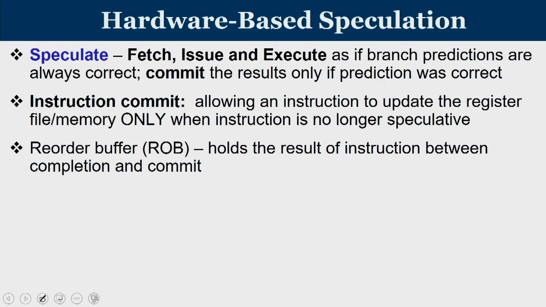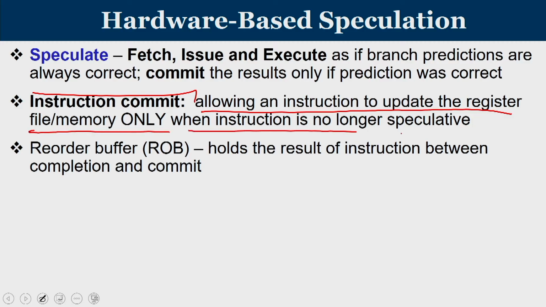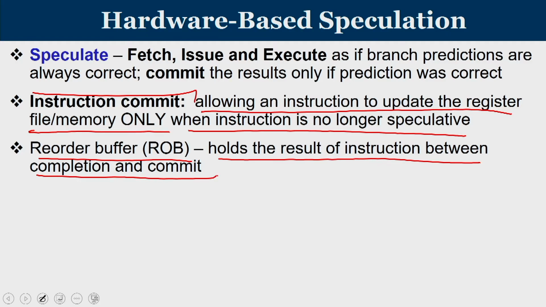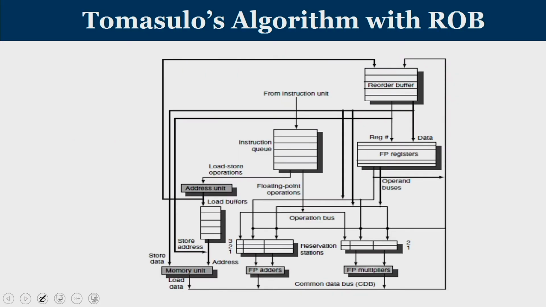So, when you look at instruction commit, it allows an instruction to update the register file or memory only when the instruction is no longer speculative, and till then instructions are stored in the reorder buffer. It holds the result of an instruction between the completion stage and the commit stage.